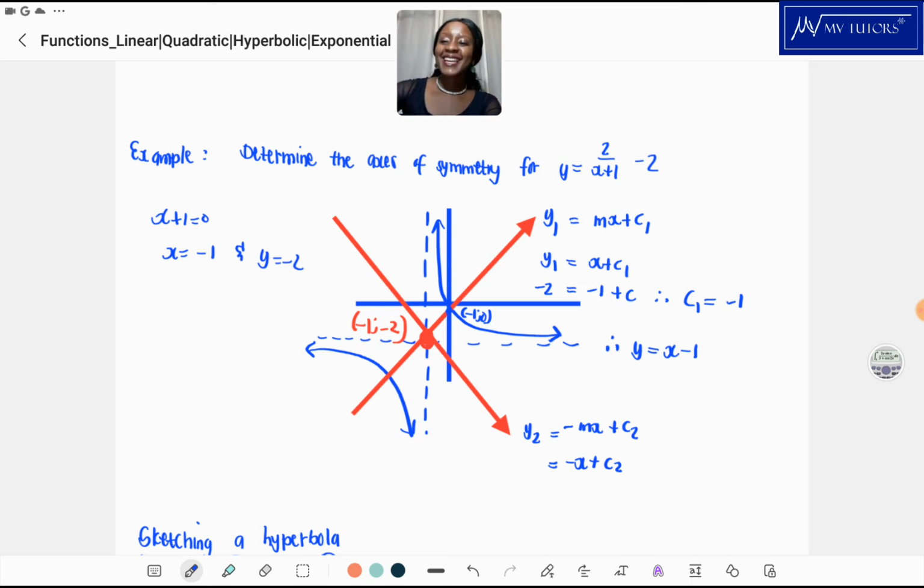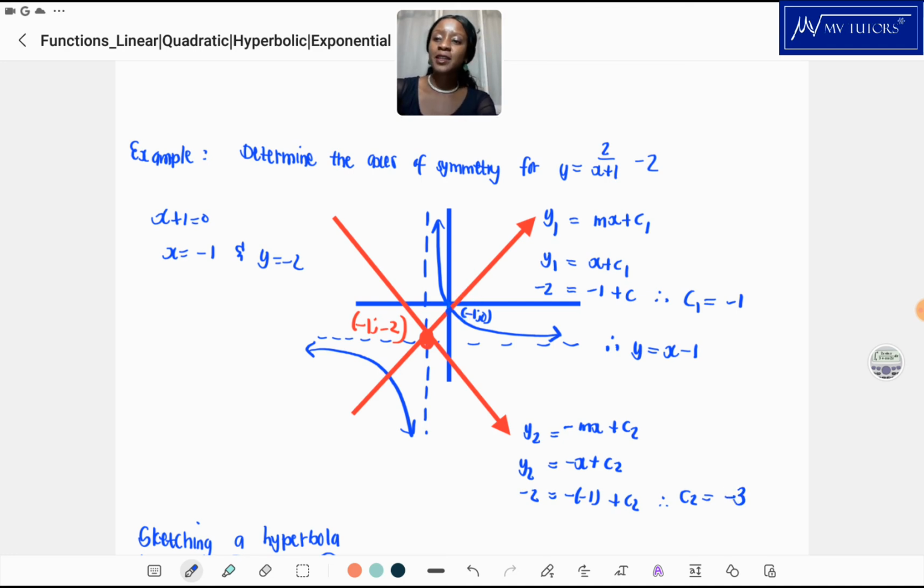And then for your decreasing function, we're going to substitute the very same point. So I have negative 2 for y, and then x, I have negative 1 plus c2. Therefore c2 is equal to, so negative times negative will be positive. If I take my positive to the other side, it will be negative. So now I have negative 2 minus 1, that will be negative 3.